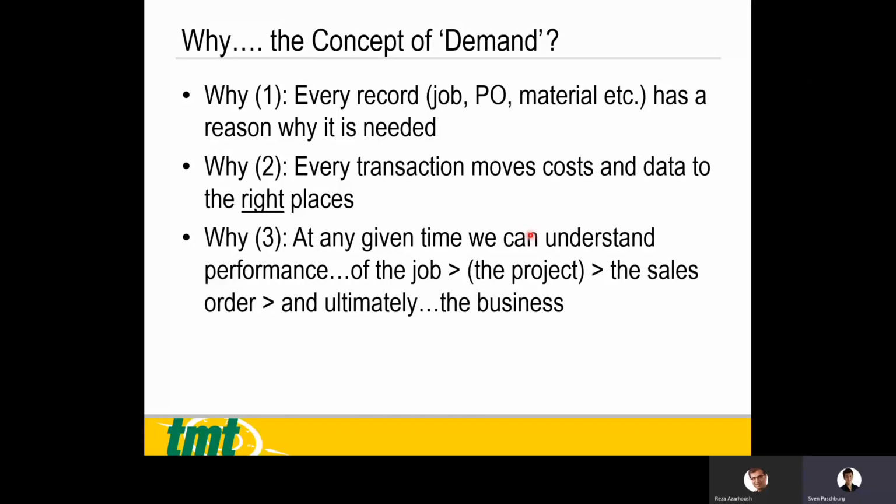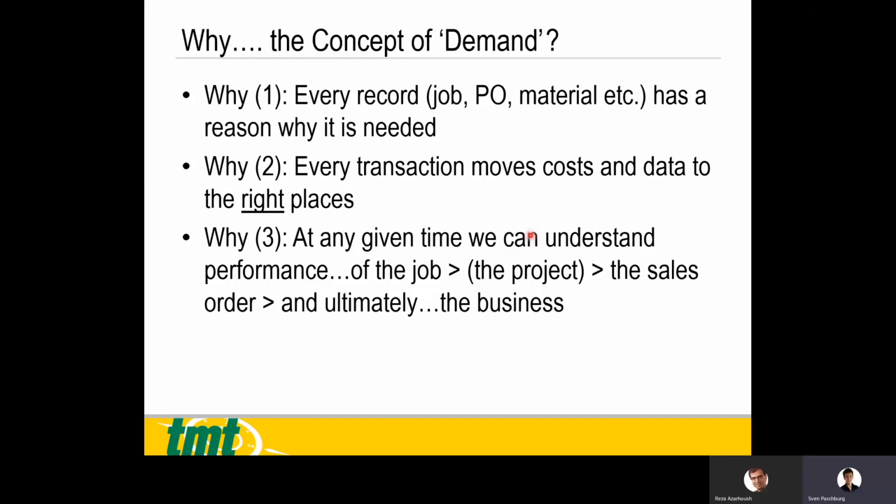So therefore you can effectively report on your business performance. You can effectively report on and understand your costs in a project at any one given time. So that transactional level is important. Why demand exists between records, your POs and your jobs.